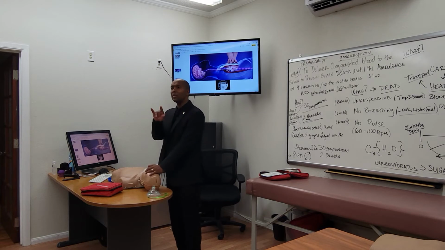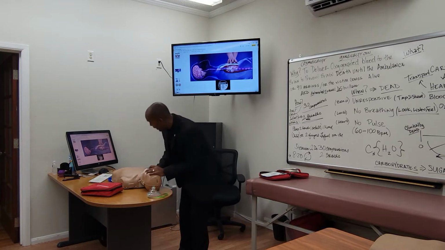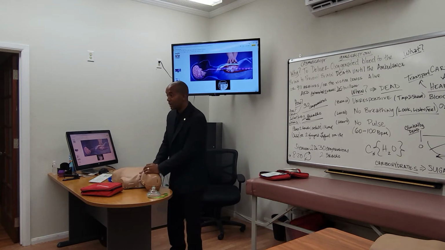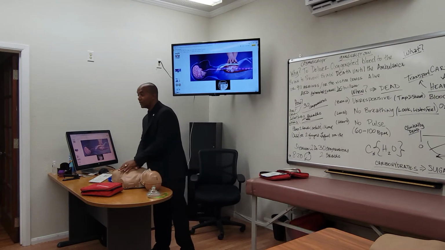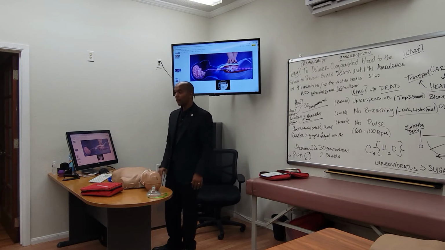And then we're just going to pretend, okay? We're going to go like this. 1, watch your chest rise. 2, watch your chest rise. Hands back in the center of the chest. Okay? All right, let's do that again. Head tilt, chin lift. 1, 2, hands back in the center of the chest. Excellent. Okay, just pretend, okay? All right. Y'all got it?